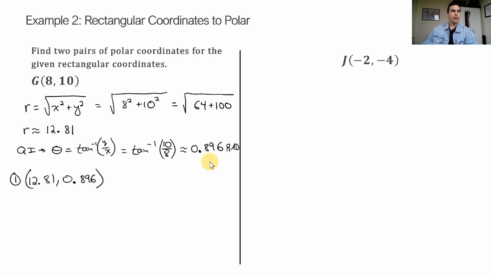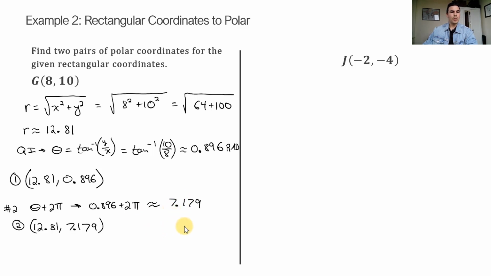Now it asks for 2 pairs, so we're going to find 3 just so you guys can get used to this. Our second pair of polar coordinates, we're just going to add 2 pi to this. Adding 2 pi takes us all the way around, 1 revolution around the pole, right? And so I can keep the same r value, and I'm just going to change this by adding 2 pi to that. I can plug this directly into my calculator, and it'll spit out a decimal approximation of 7.179. So that would be my second coordinate pair.